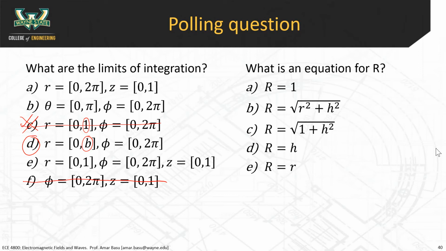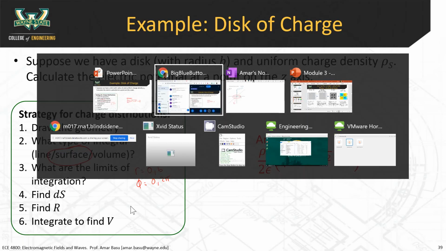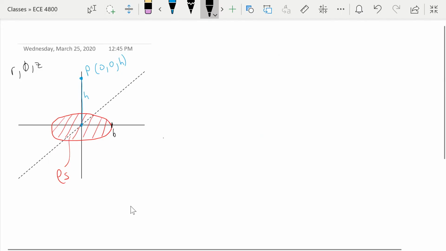Okay, so let us now go to the next part of the problem. We figured out the limits of integration. So the limits of integration here is going from r equals 0 to B, and then phi equals 0 to 2 pi. That way we get the entire amount of charge there. The next step is to find ds, and then find r, and then integrate. So I'm just going to go ahead and do this problem on here. I'm going to just write this down again.